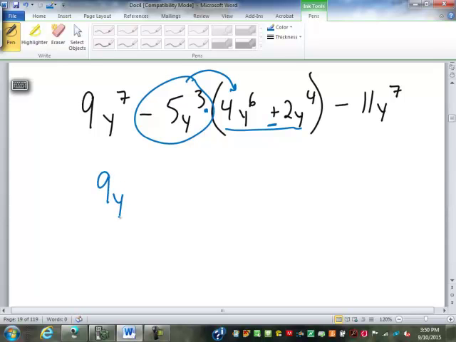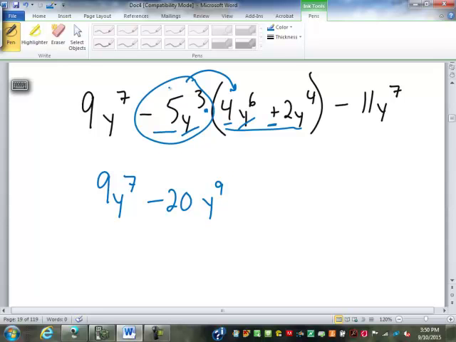So the 9y to the 7th up here doesn't change. Negative 5y to the 3rd times 4y to the 6th is, so negative 5 times 4 is negative 20. Y to the third times y to the sixth, y to the ninth.